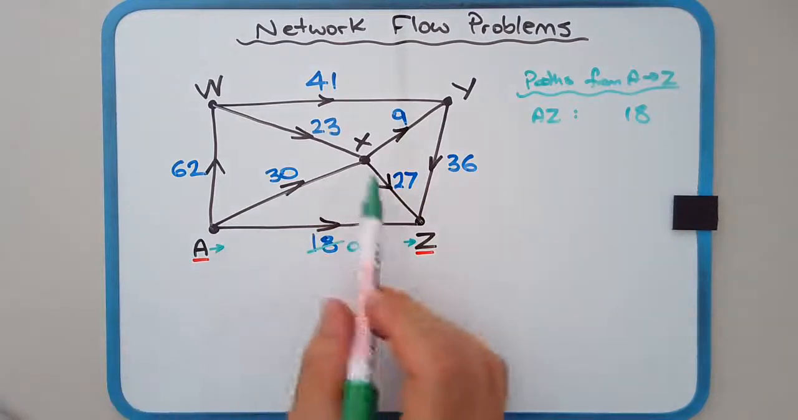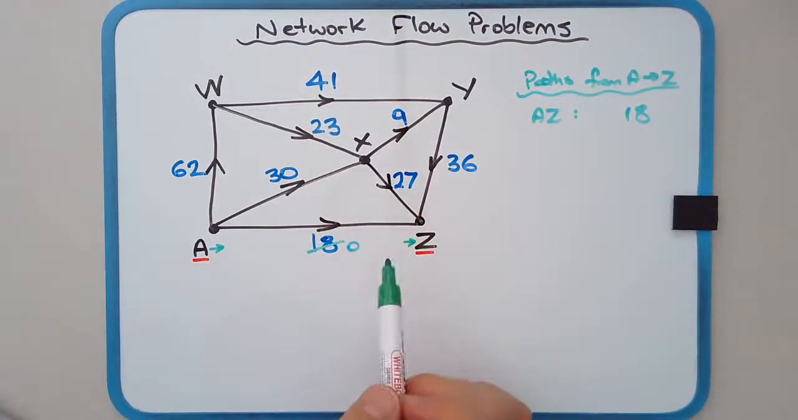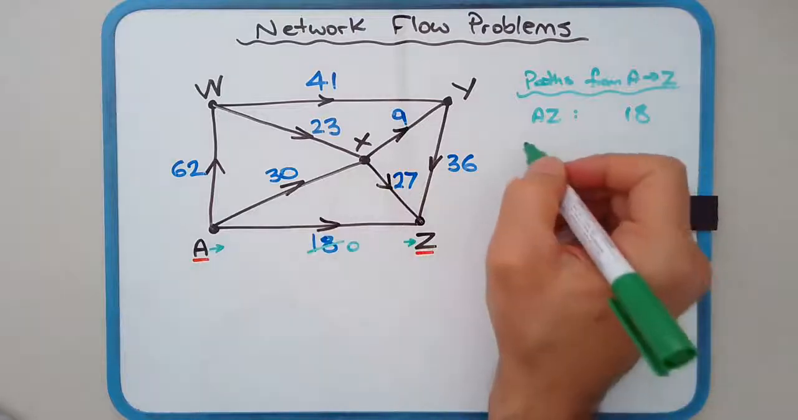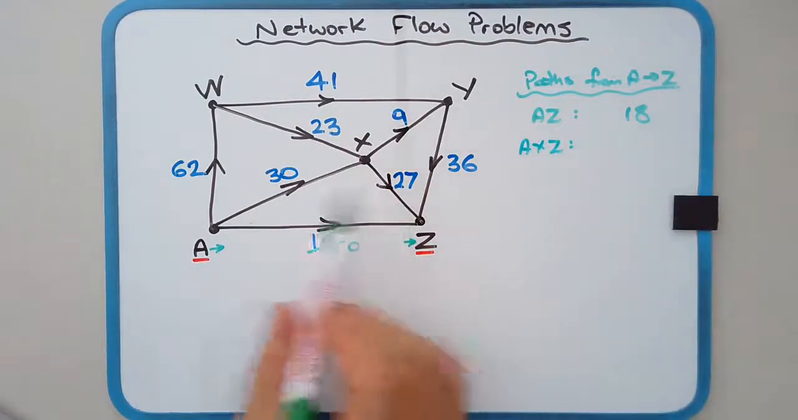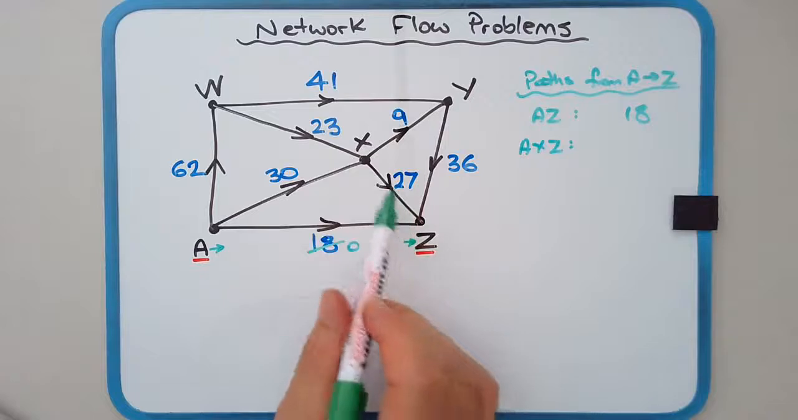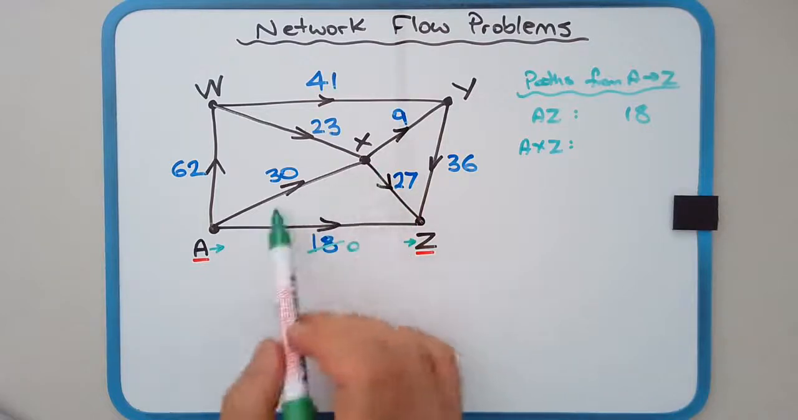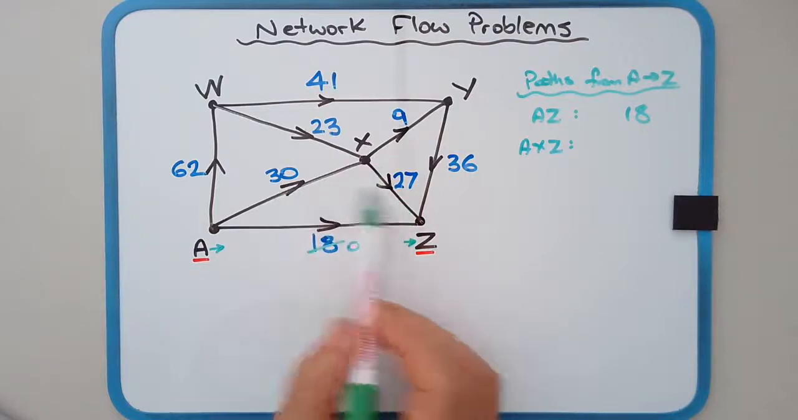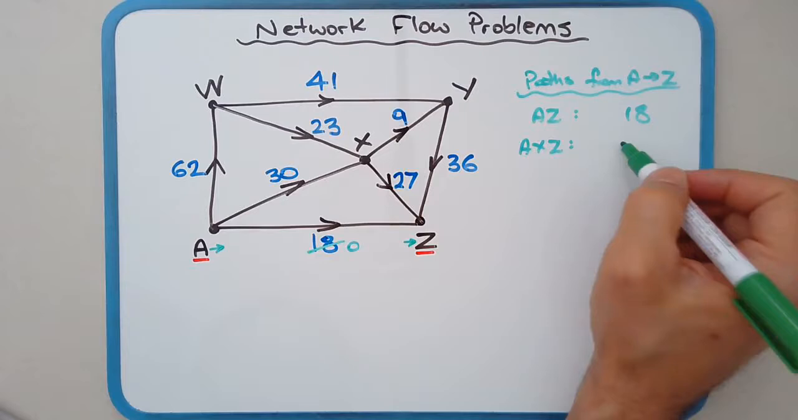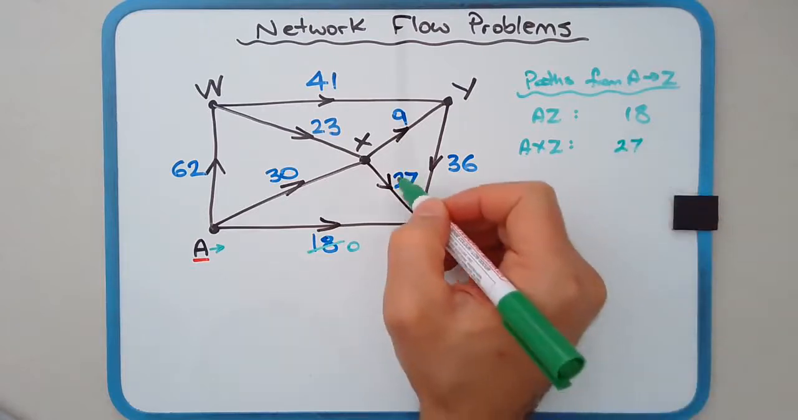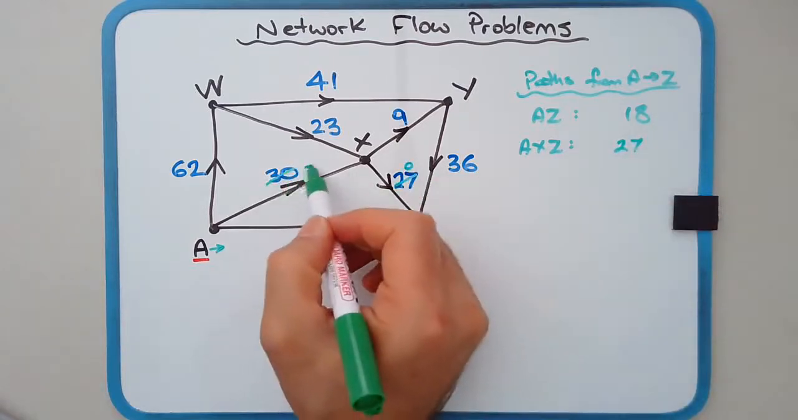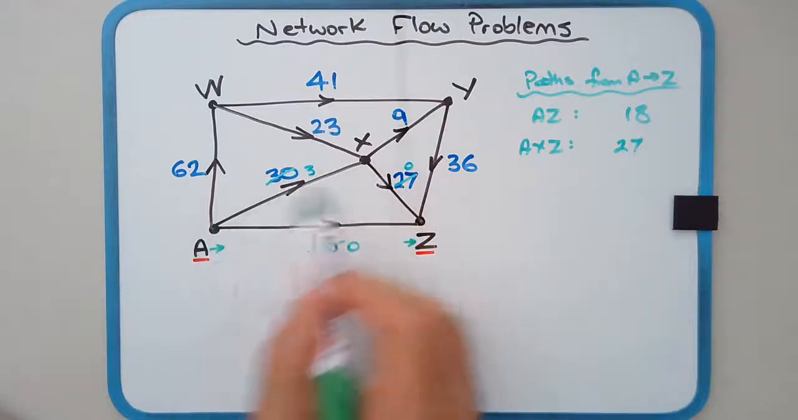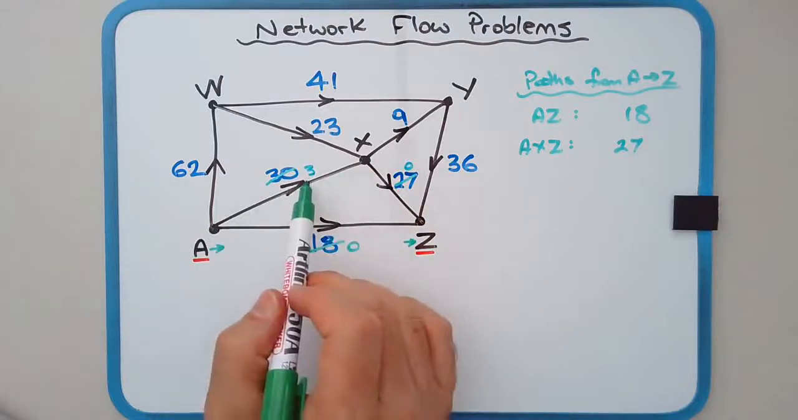Another slightly less direct path is AXZ, and that can flow 27, because the smallest number between the 30 and the 27 is obviously 27. So that becomes a 0 and the 30 becomes a 3. That means AX still has a little bit of spare capacity left.